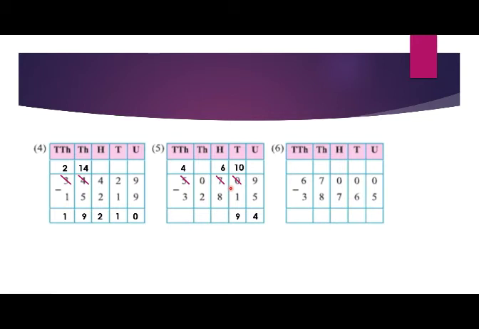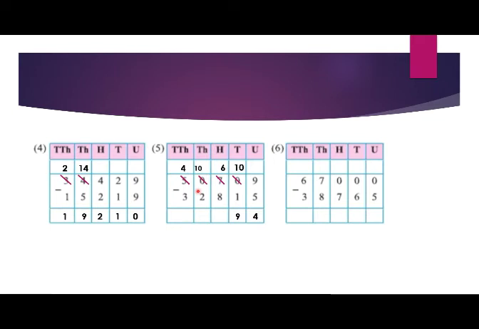And why did I do this? Because in this thousands column there is no number. So I'll have to borrow from this 10,000. Okay, so this is what I'm doing. I will borrow from this 10,000. I'll reduce this by 1. This 10,000 will give to this 1,000. This will become 10.